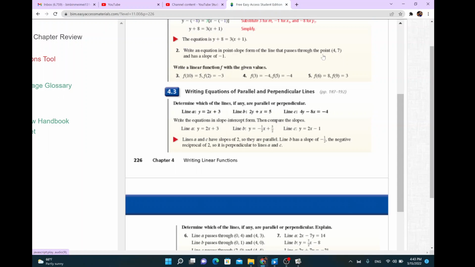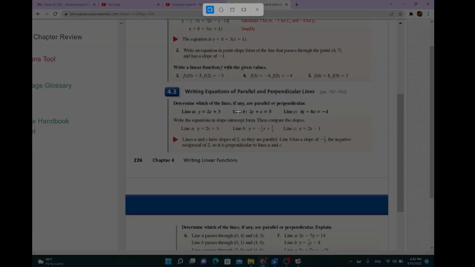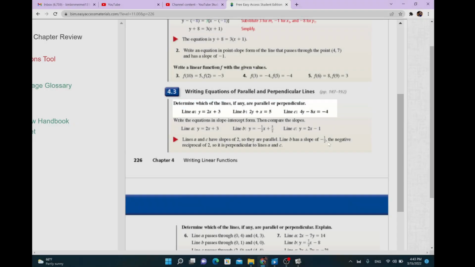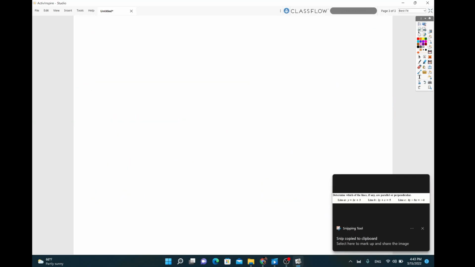Okay, so now let's do one of these. The first one is all about matching. As you can see, A here is 2x plus 3. Determine which of the lines, if any, are parallel or perpendicular. Let me just put it out first. Again, if two lines are parallel, the slope has to be exactly the same.